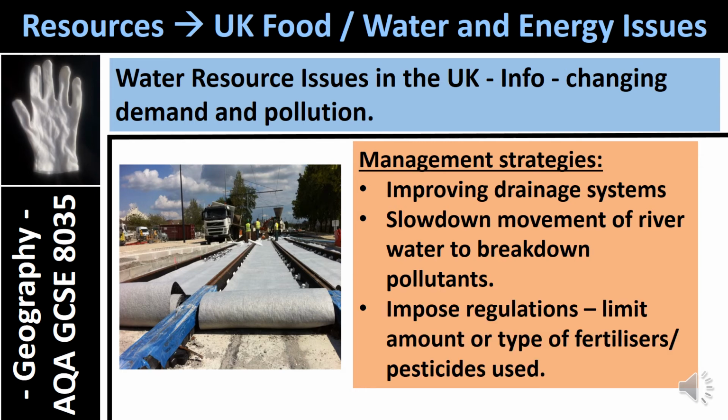Impose regulations, so limits on the amount or type of fertilisers and pesticides used are put in place. This reduces the pollution or the potential harm to water quality in the UK. All of these allow us a better management strategy of water issues in the UK and reduce pollution within them.